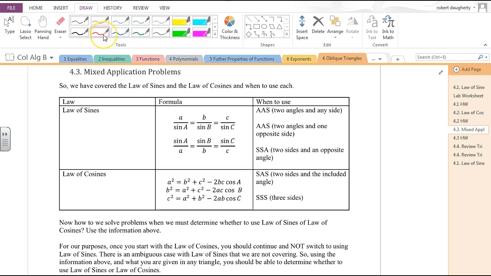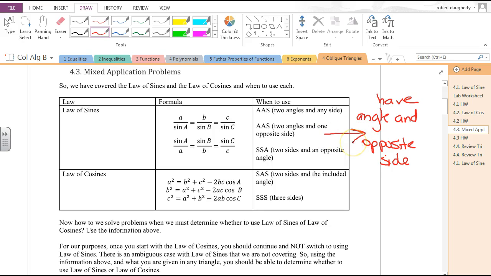Law of sine: the most important thing to know is when you have an angle and an opposite side. In that condition, when you have an angle and the opposite side, that's when you can use the law of sine. You can use the law of cosine under two situations. You know all three sides, or you know two sides and the included angle, the angle in between them. That's the condition under which you can use law of cosine.